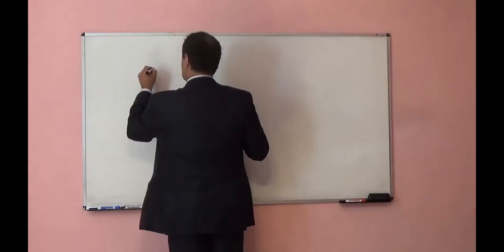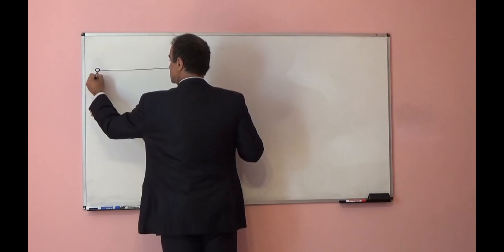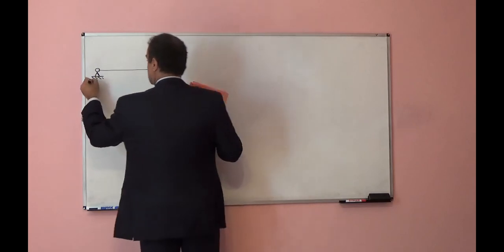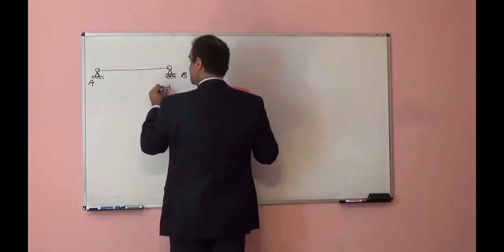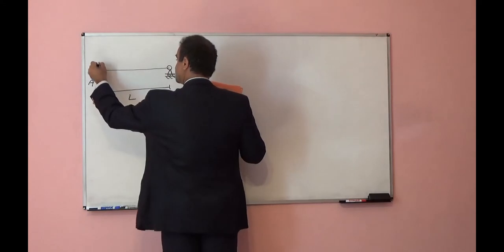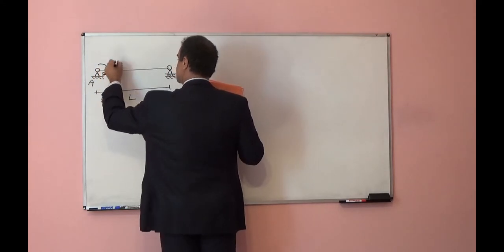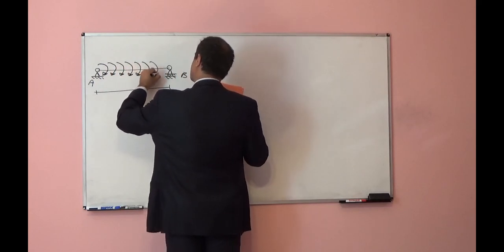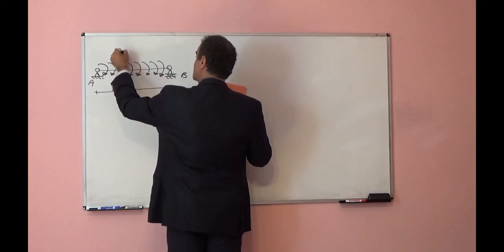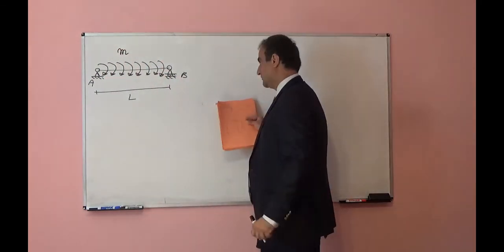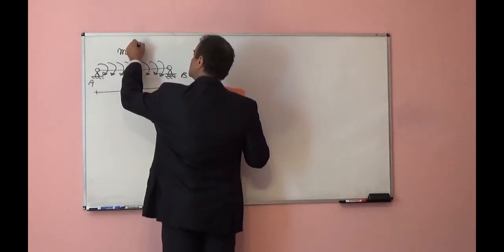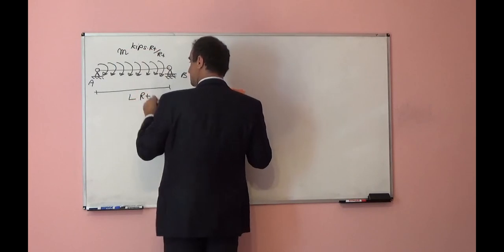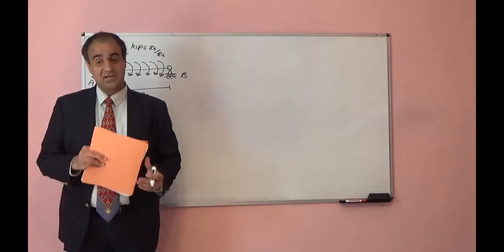So we have a simply supported beam, like this beam, A, B, the length is L. This beam is subjected to uniform distributed moment. The intensity of this uniform distributed moment is lowercase m. For example, m kip-feet per feet, and this is L feet. I want to draw shear diagram and moment diagram.